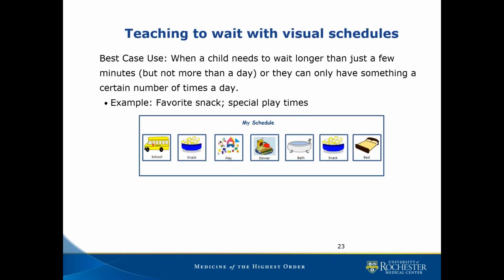So all those examples I gave you of the favorite snack or special play times, again, you do it in such a way that you can direct them back to the schedule when they repeatedly ask when they're going to be able to have a snack. And of course, with this schedule, you might remove the things that they have completed as they go through their schedule. You might cross it off so that they know which activity they've progressed through, depending on the level of the kid.